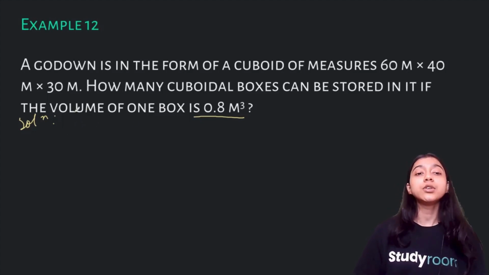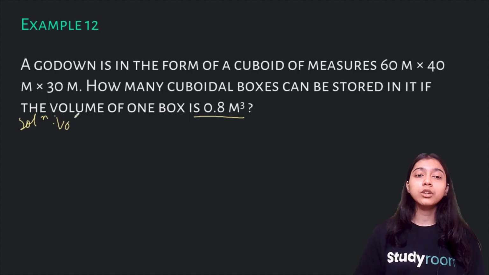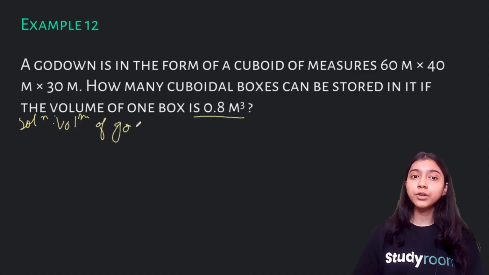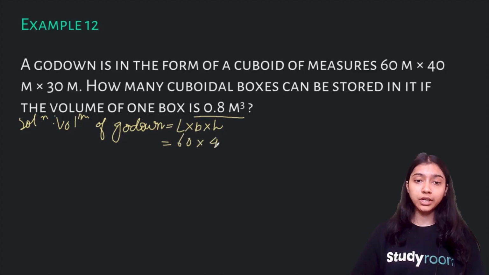So let's first find the volume of the godown. The volume of the godown will be equal to the volume of a cuboid, because the godown is in cuboidal shape. So the volume of the cuboid will be equal to length into breadth into height of the godown. Length is 60, breadth is 40 and height is 30. So we have 60 multiplied with 40 multiplied with 30.